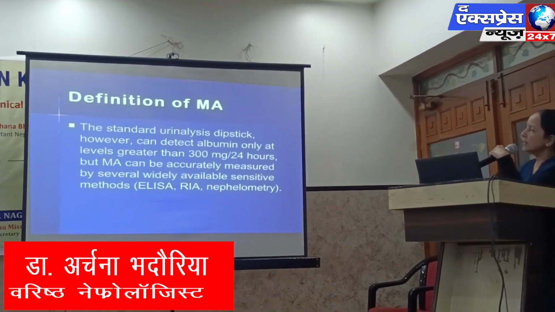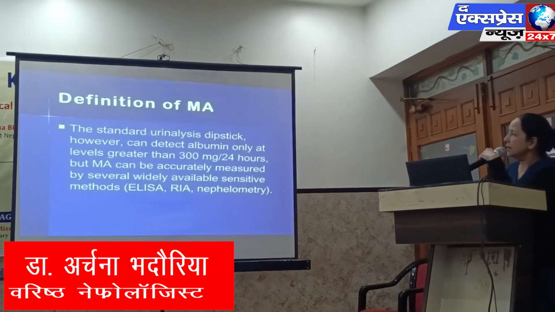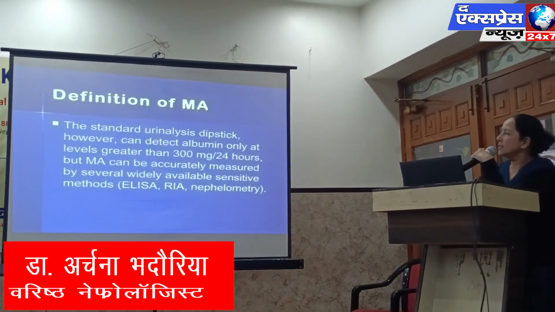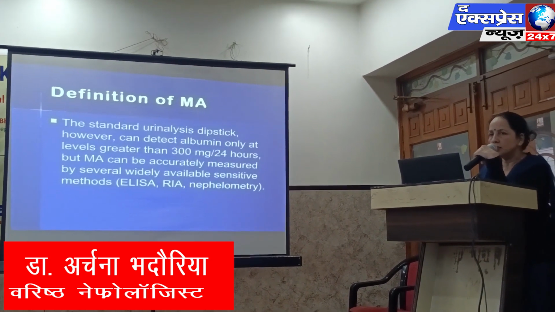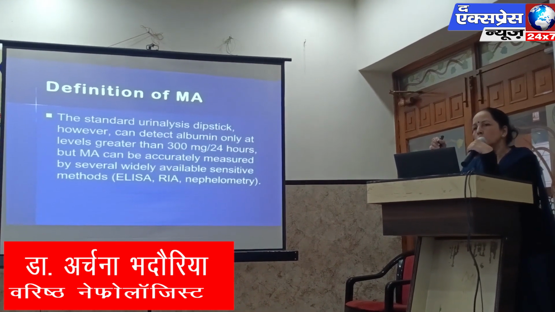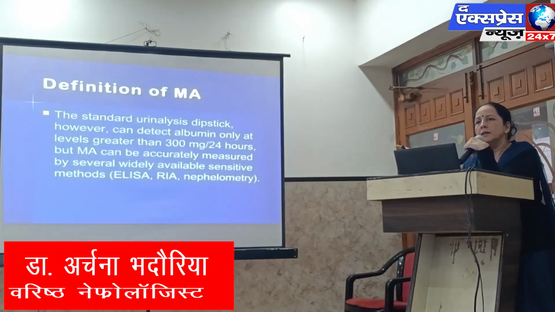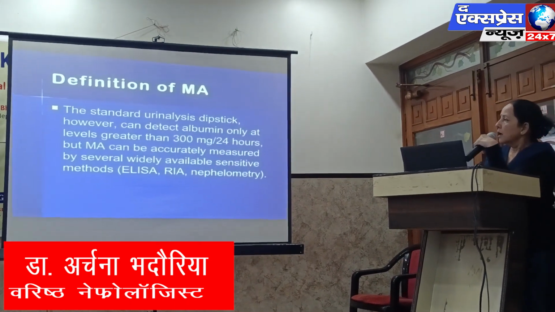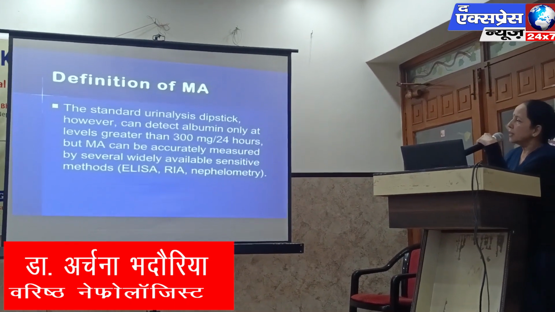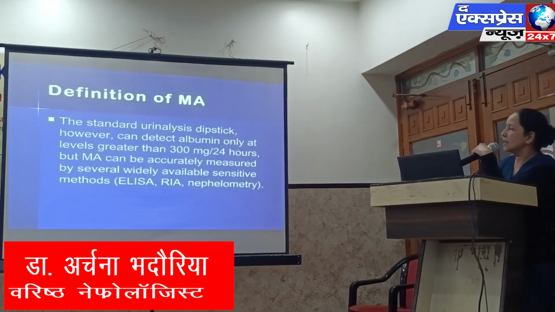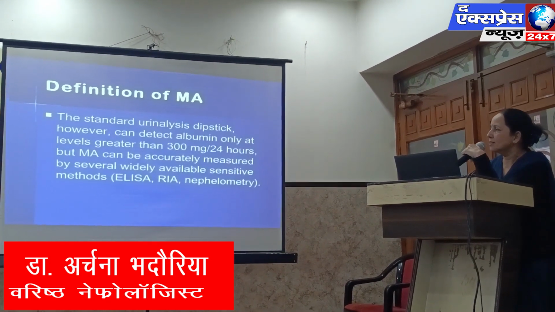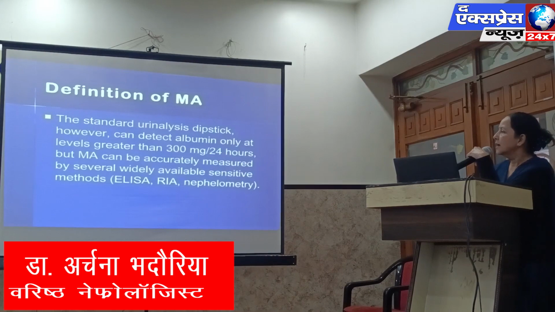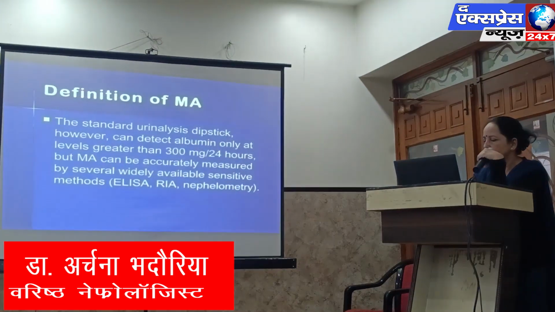The standard urine analysis, that is the dipstick, can detect albumin only at levels greater than 300 milligrams. That is, when the readings come between 2 plus and 3 plus, then the albumin excretion is 300 milligrams per 24 hours. But microalbuminuria can be accurately measured by several widely available sensitive methods like ELISA, radioimmunoassays, and liquid chromatography, etc.